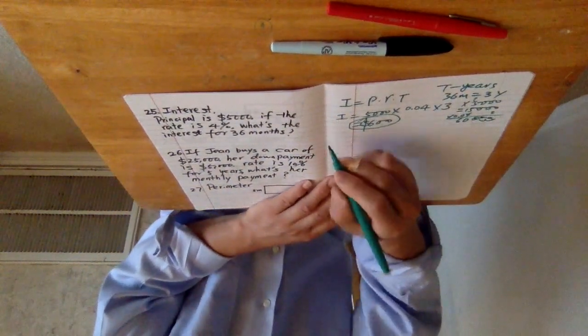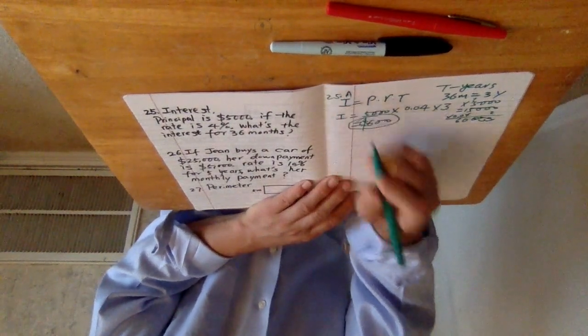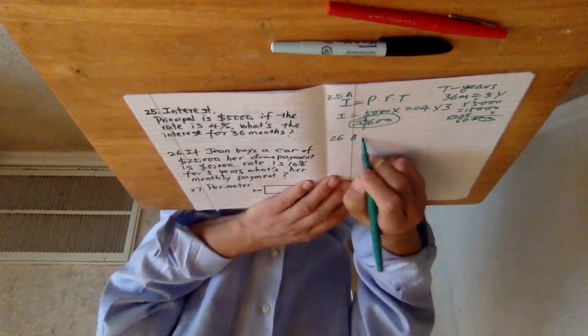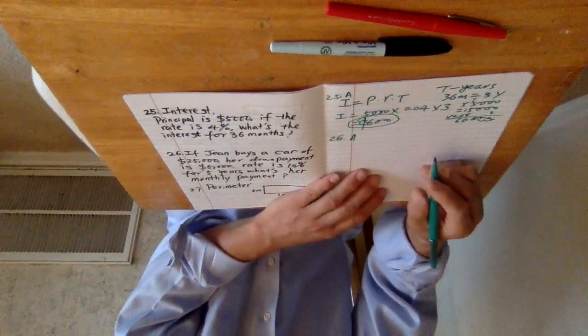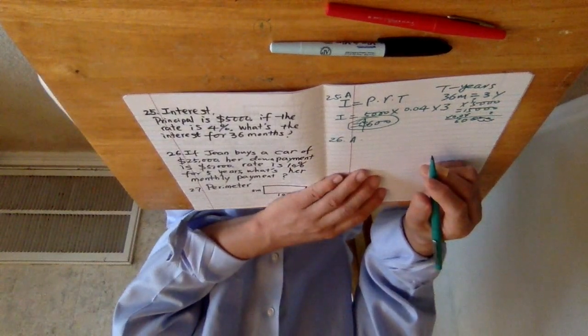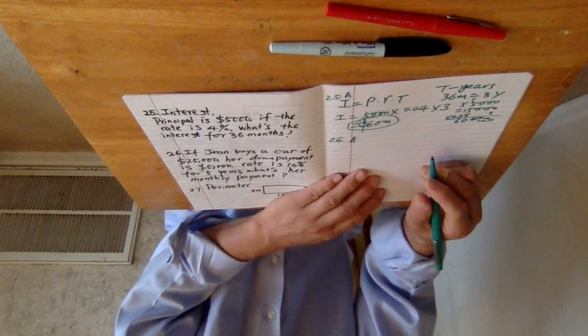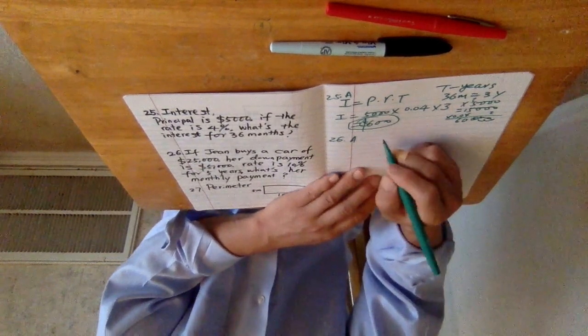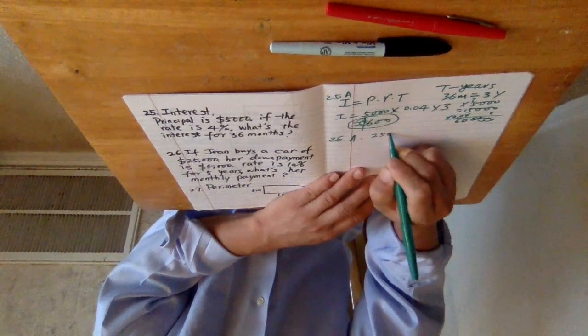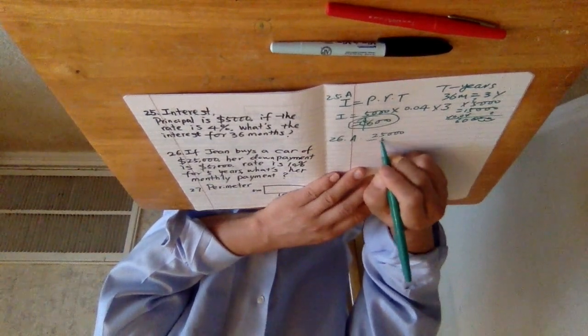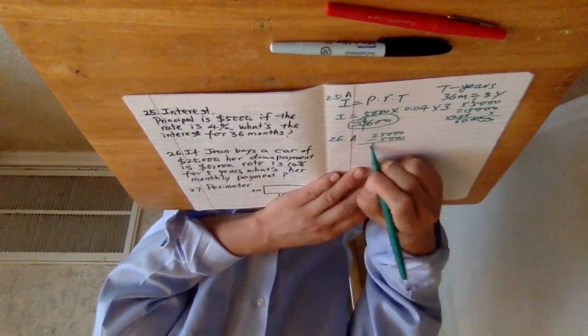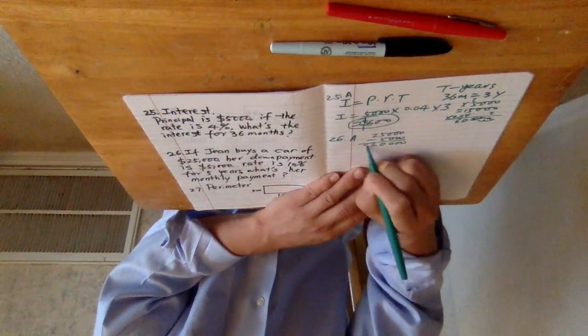Number 26. If Jane buys a car with $25,000, her down payment was $5,000, at 10% for 5 years. What's her monthly payment? We have $25,000 minus $5,000. So she borrowed $20,000.